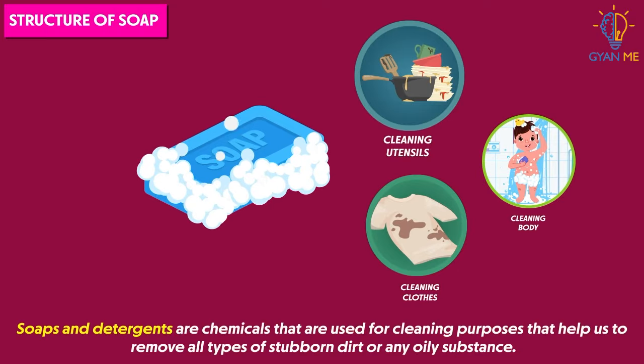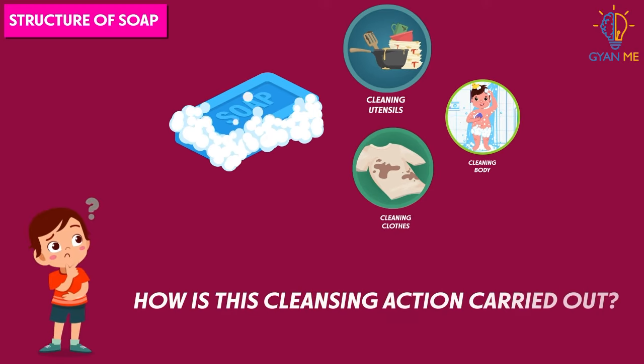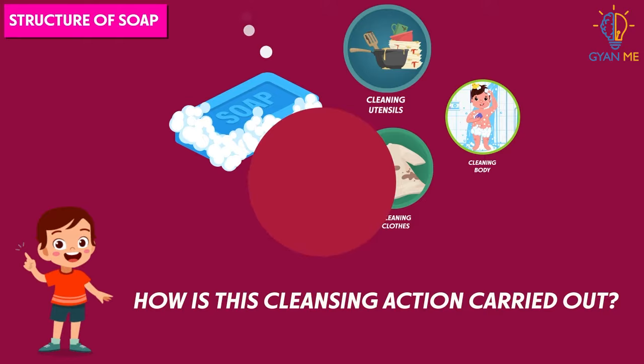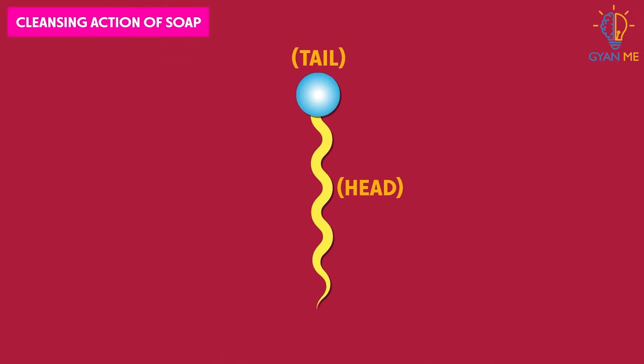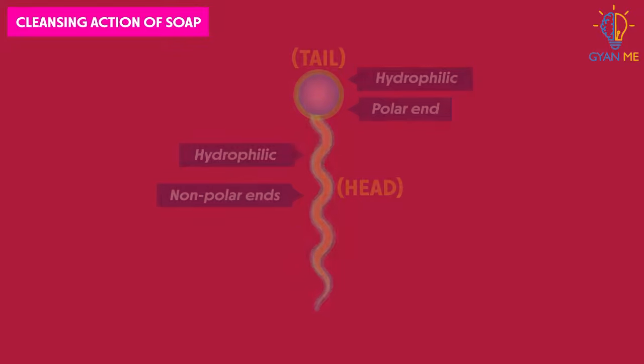Thus, soaps and detergents are chemicals used for cleaning purposes that help us to remove all types of stubborn dirt or any oily substance. But how is this cleansing action carried out? Let's understand it. As we know, soap or detergent molecules have a head which is hydrophilic or polar and a tail which is hydrophobic or non-polar.